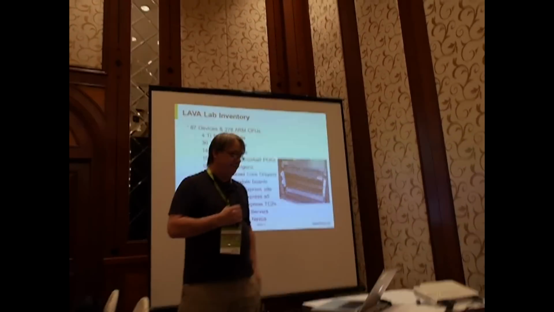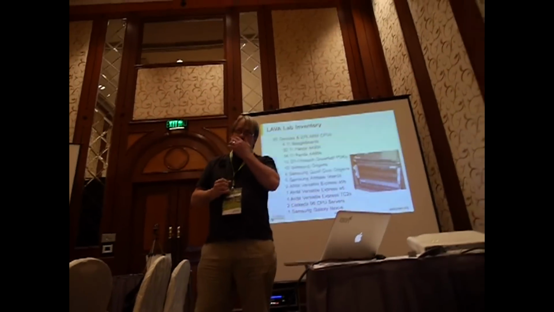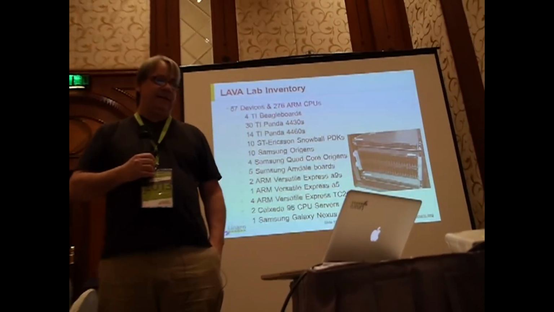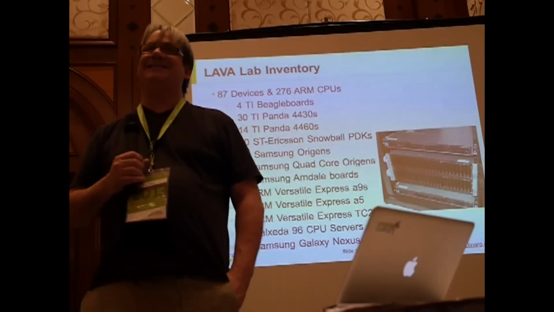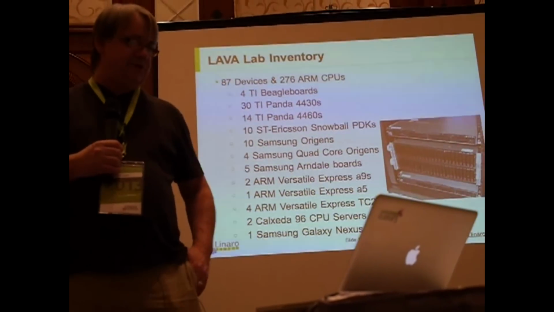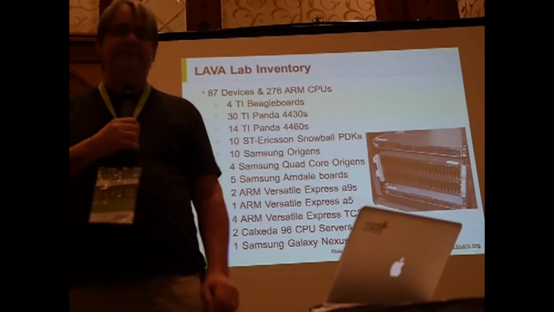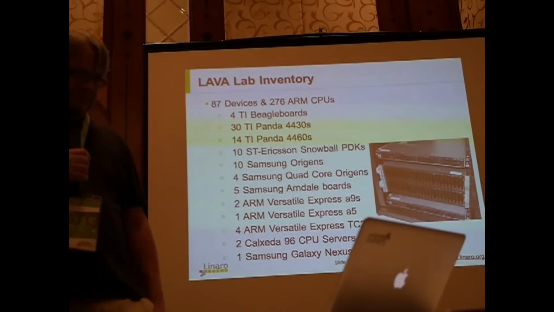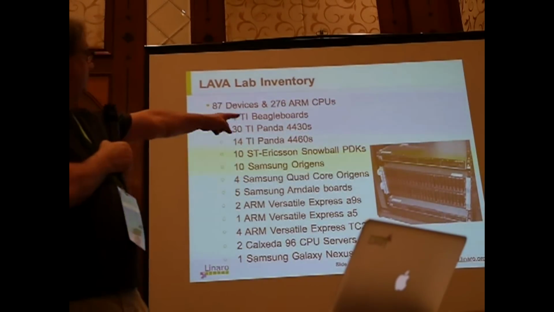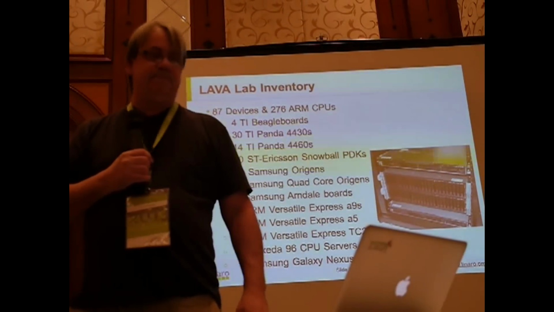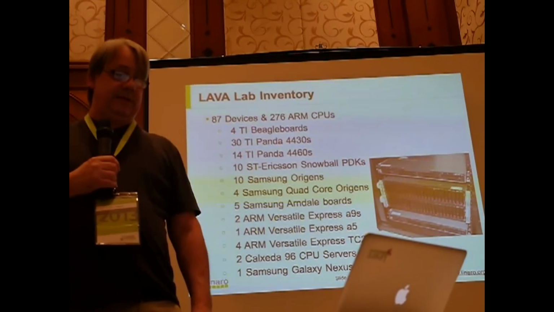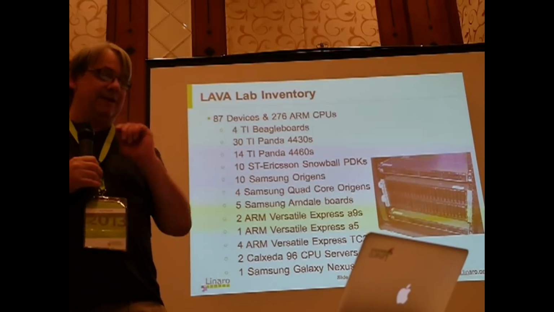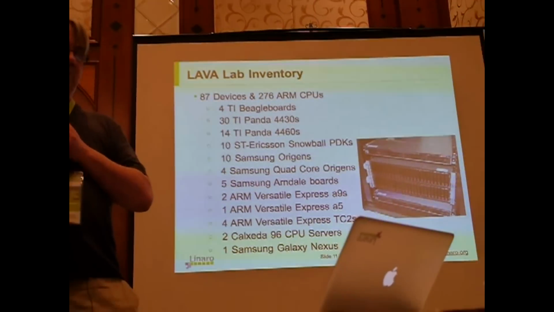Quick inventory of what's in the lab. There are a total of 87 devices of one sort or another. That's 276 ARM CPUs. The majority of those CPUs are coming from the item second from the bottom, 2 Calxeda 96 CPU servers. They're impressive things. You can see them on the right there. We're in the stages of integrating the Calxeda servers at the moment, but it's an amazing piece of machinery and great fun.